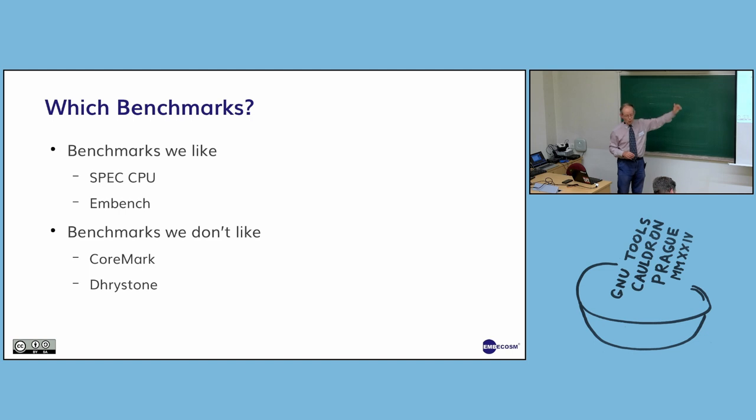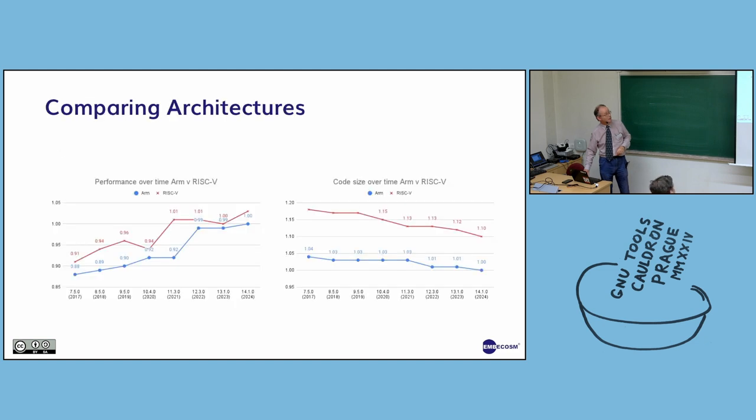Benchmarks we don't like, CoreMark and Dhrystone. They're synthetic, they're a single program, they don't get maintained. SPEC CPU gets refreshed every few years. We're on SPEC CPU 2017. I think there's a new one coming out this year. So they get refreshed. MBench 2.0 is about to come out. So that comes from having a maintained organization, whether it's the SPEC organization or MBench, which is maintained as part of the Free and Open Source Silicon Foundation.